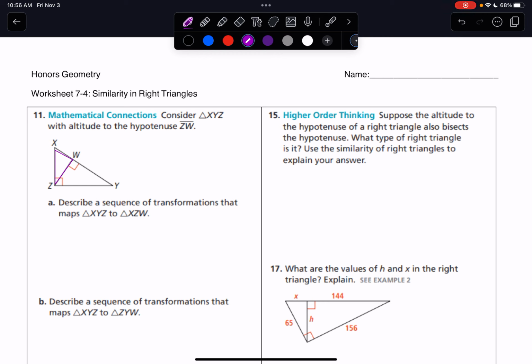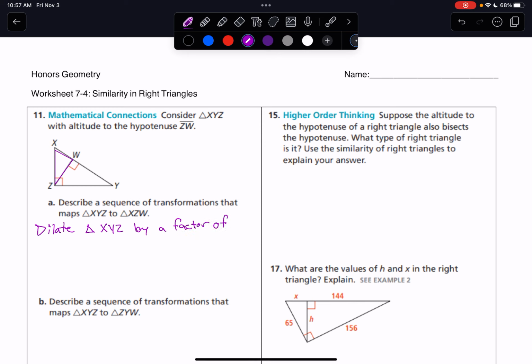Dilate triangle XYZ by a factor of basically the new side length divided by the old side length. So by a factor of, we'll use the new long side, XZ, divided by the old long side, XY. And let's see, maybe we'll make the center of the dilation point Z so that it's still around that same spot. With center of dilation Z.